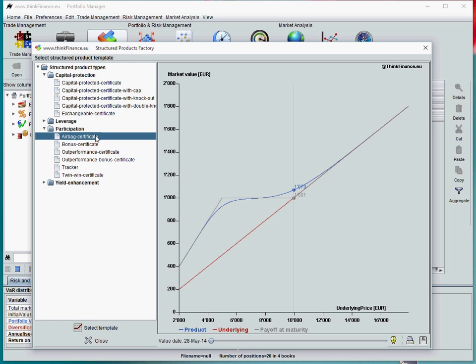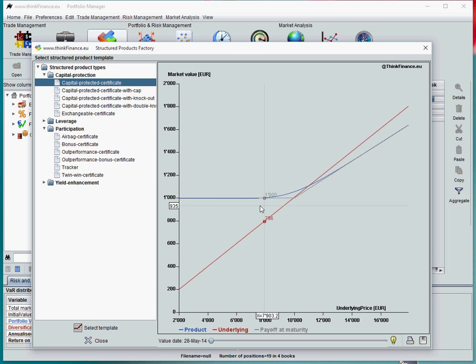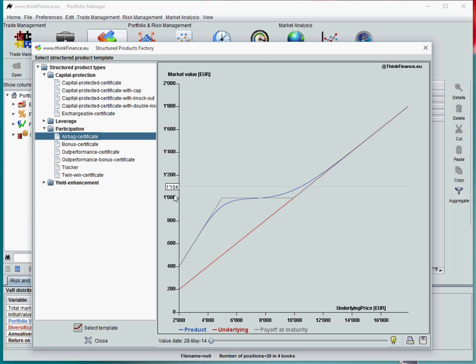I kind of like this one, the airbag certificate, because it offers some sort of downside protection, but it's not as conservative as a capital protected note, which is also more expensive because it offers full capital protection, whereas the airbag certificate is slightly cheaper, but it only offers partial protection, which is fine for me. So I'm selecting this one, the airbag certificate.